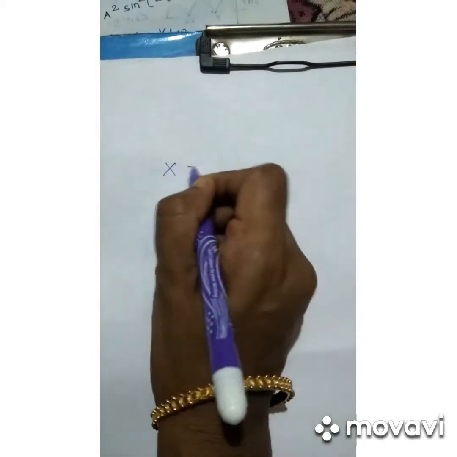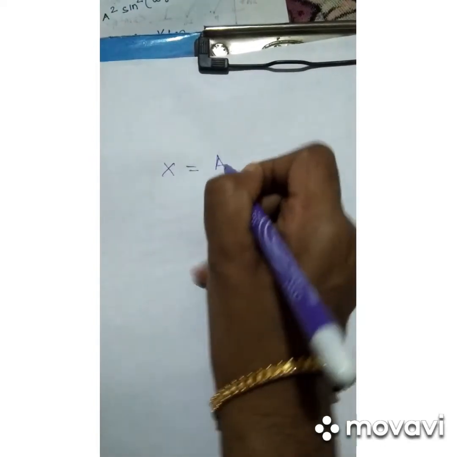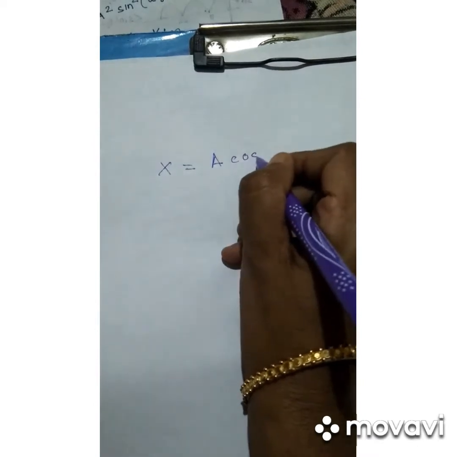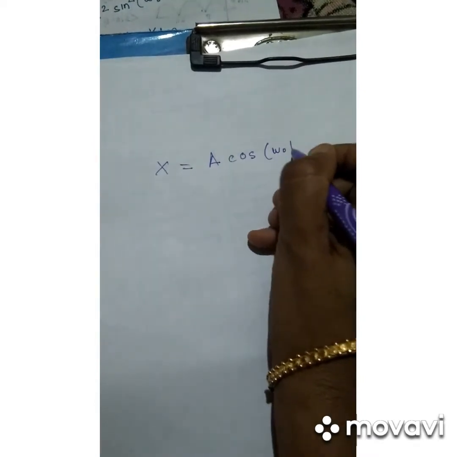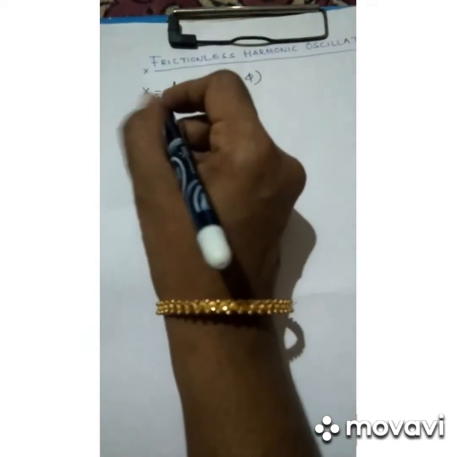The standard solution for a harmonic oscillator is given by A cos(omega 0 t plus phi). Hello everyone, today we will discuss the energy considerations of a frictionless harmonic oscillator.